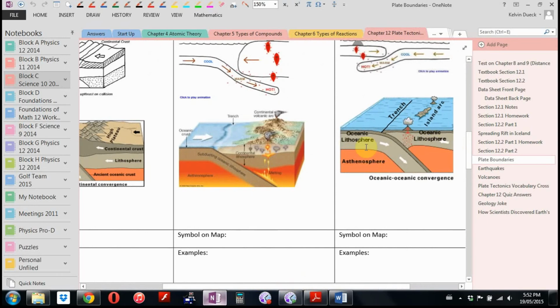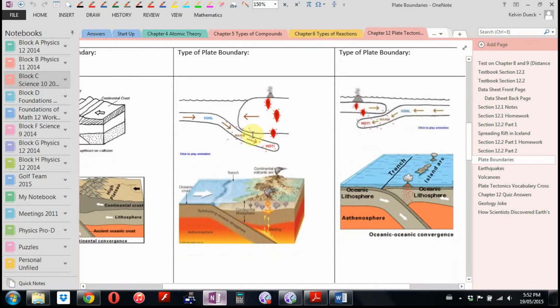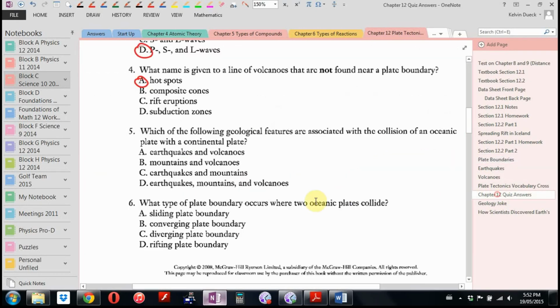Not oceanic, not converging or transform, this type right here. So what do we have? We have subducting, we have slab pull. Okay, let's go look at the quiz and see which one we got here.